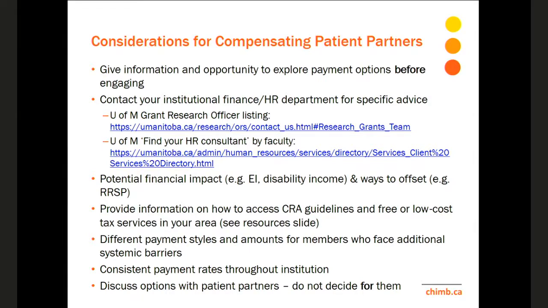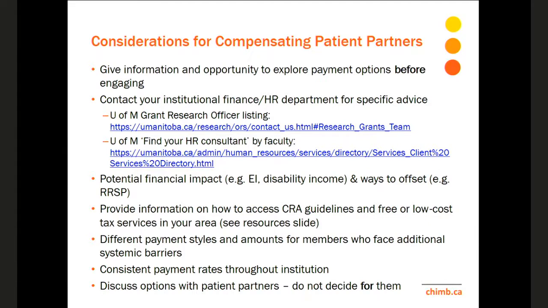contacting your own institutional finance or HR department for specific advice. Because I've done a lot of digging into this, there are potential tax implications. It can really affect someone's income, especially if they're receiving disability or unemployment income. So we really want to try and give them as much information as we can. I've included a couple of links here for the University of Manitoba if you're looking for help in figuring that out in your own project. For other institutions, I would suggest looking for something similar. Sorry, I didn't do cross Canada, but there are ways for them to offset it, right? Like contributing to an RRSP.